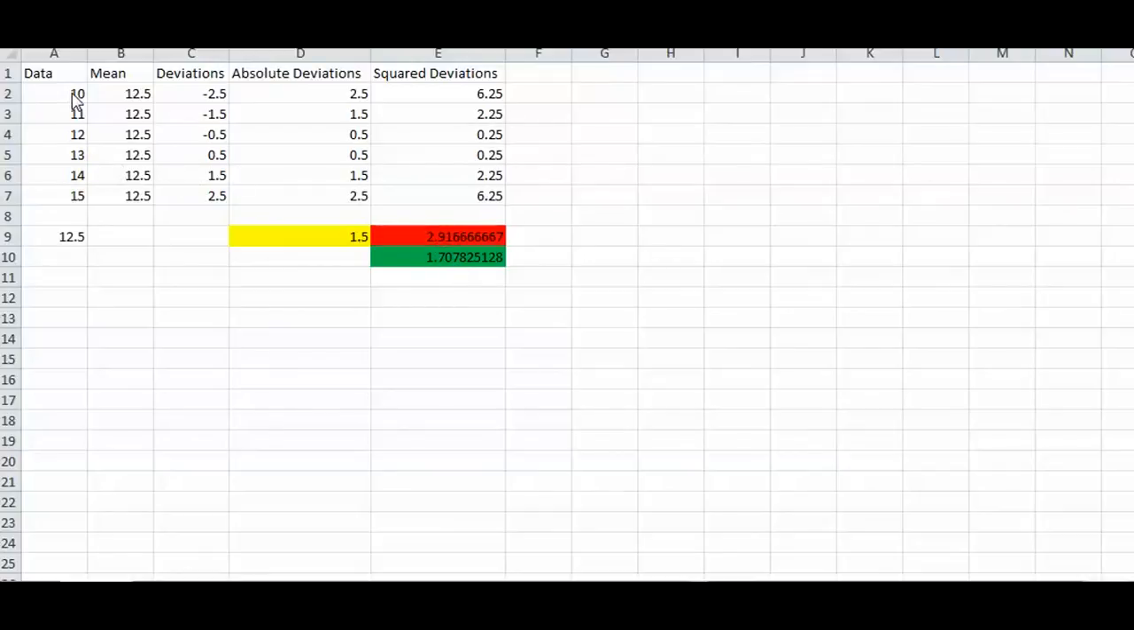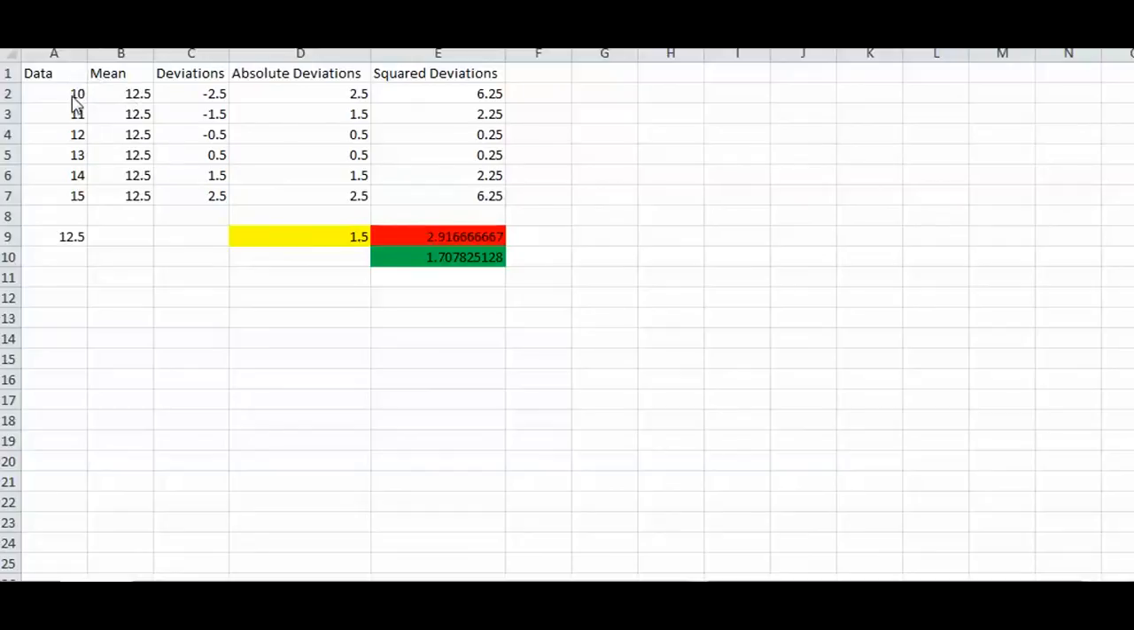Let's see what happens if we change 2 of the numbers to increase the spread of the data. The way I'm going to increase the spread of the data is I'm going to change this number to 5, and I'm going to change this number to 20, which will make the numbers a little bit more spread out. What's going to happen is when I change this number to 5, this data value is going to be further away from the mean of 12.5.